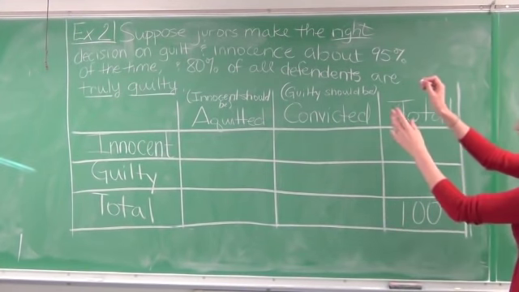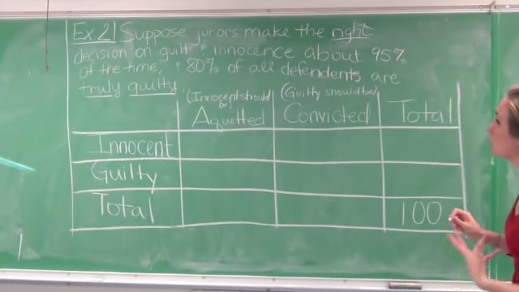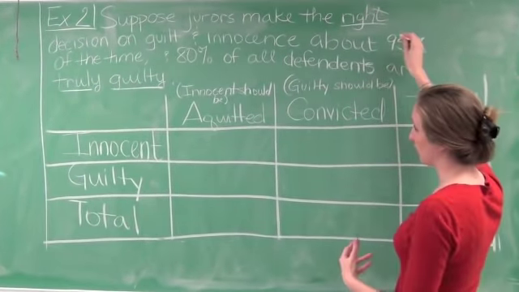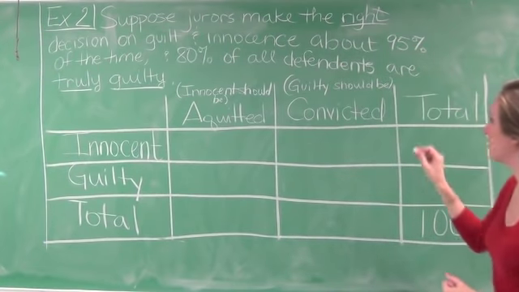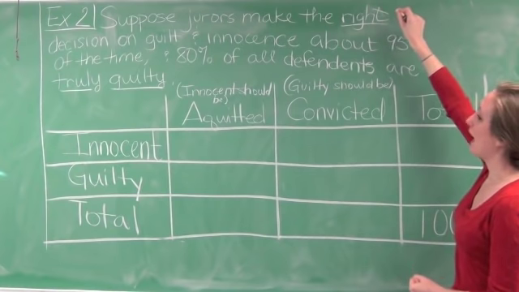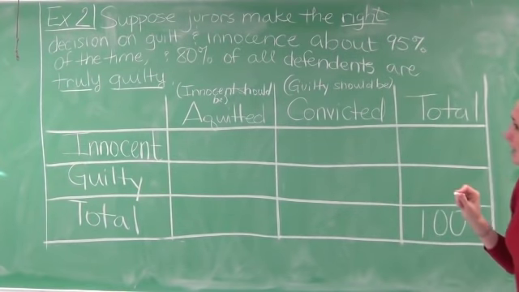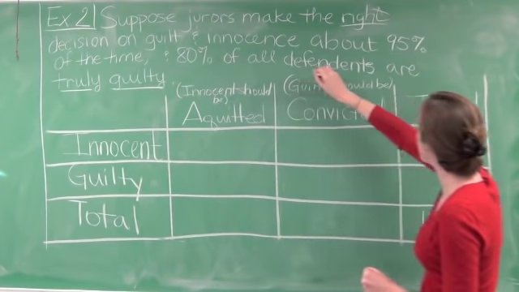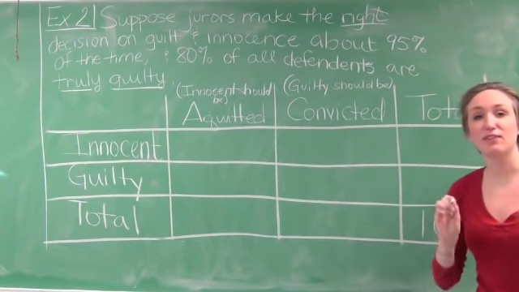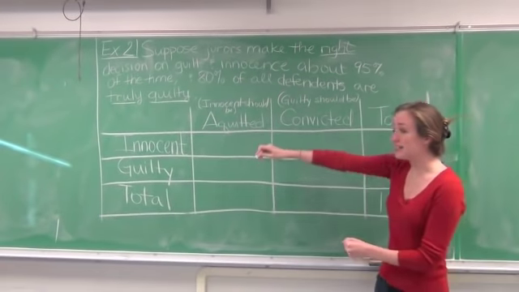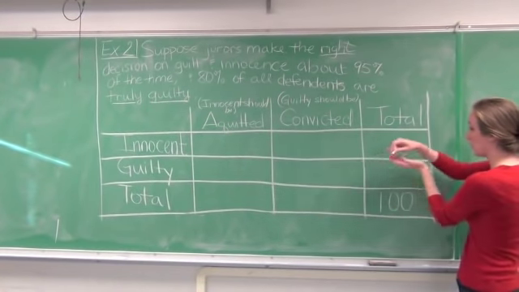So we go back up to our base information, and we find that we have two statements. The first statement is talking about the jurors' decision. The jurors make the right decision about 95% of the time, so convicting the guilty and acquitting the innocent. They do this correctly 95% of the time. The second fact, 80% of all defendants are truly guilty, that's the first one we want to go to. That's the fact that separates the innocent from the guilty in terms of our totals column.